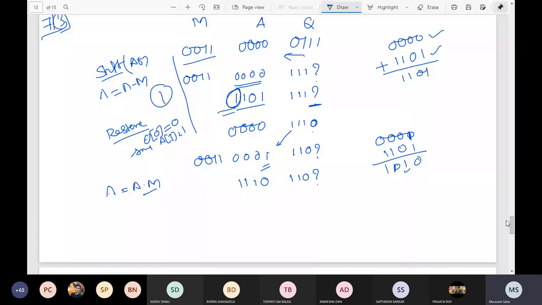Now see, the result is again negative, so again you restore. Restore means 0001. You have to consider this for the accumulator, and it is negative, so you should consider the last bit of your Q, the quotient bit, that is 0. So this is your second iteration. For the third iteration, you do the same way, 0010, and this bit will be coming here, so it will be 1.